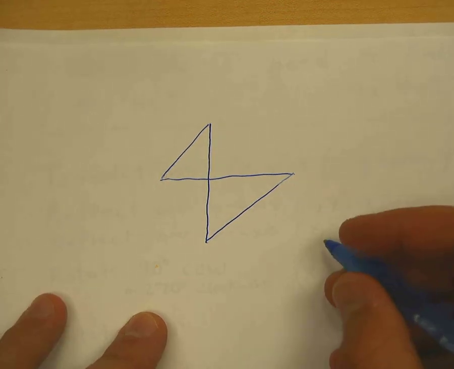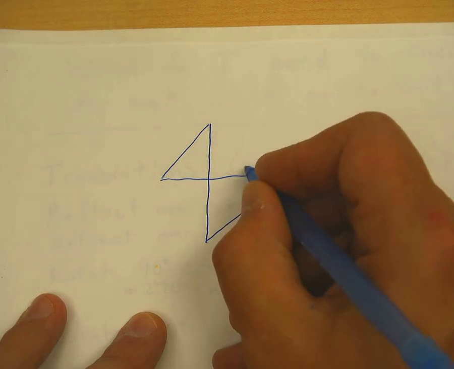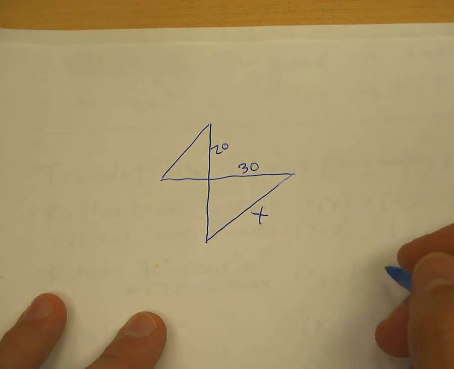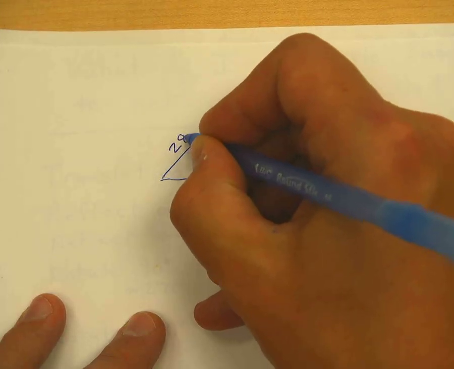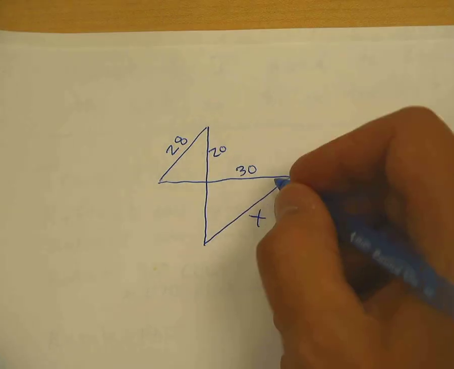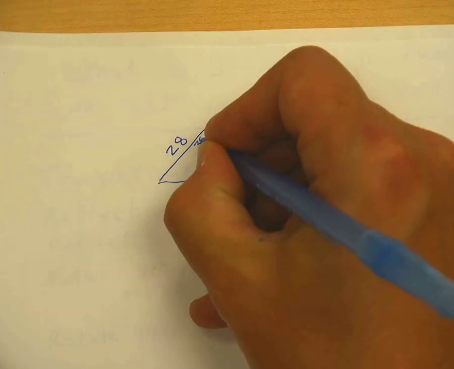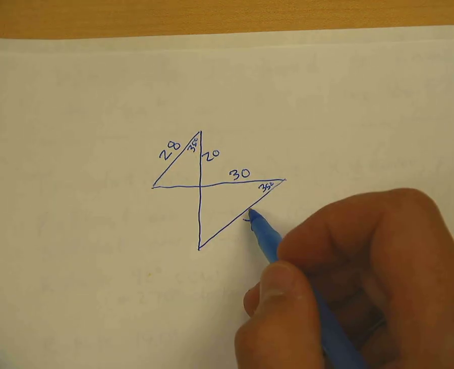And let's say I have an X here. I'm just going to make up a number. I'm going to say this is 30, and this is 20, and this is, let's see, 28 right here. And let's say this is 35 degrees here, 35 degrees here. So these two triangles are similar, and I want to solve for x.